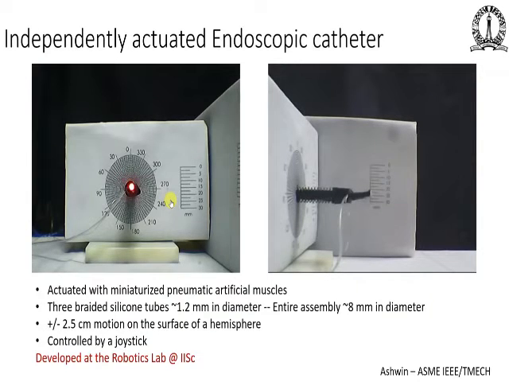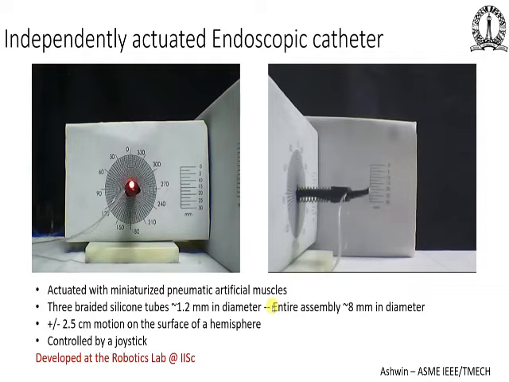The interesting part of this product is that it is actuated by what are called miniaturized pneumatic artificial muscles. These are very thin, 1.2 mm diameter braided silicon tubes. The entire assembly is about 8 mm in diameter. By pressurizing these tubes from an external source of air pressure, I can contract these silicon tubes. Now there are 3 of these silicon tubes on this endoscopic catheter actuator, and by energizing them in a certain way.